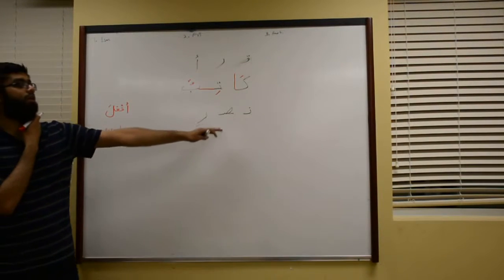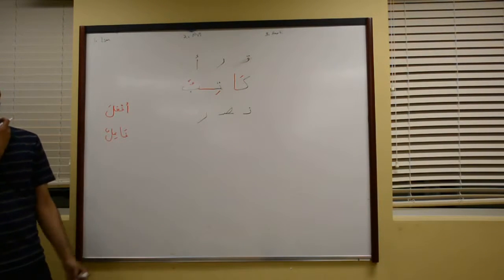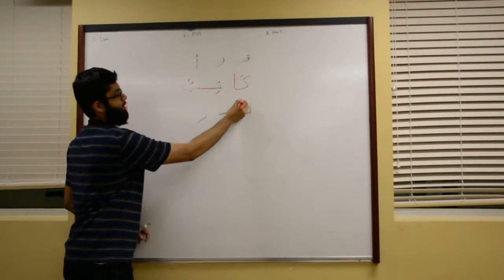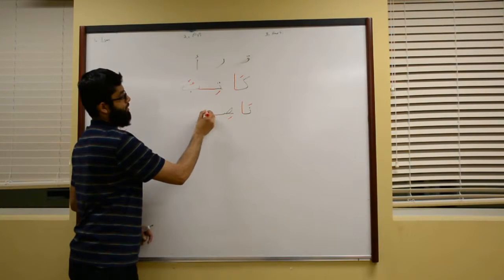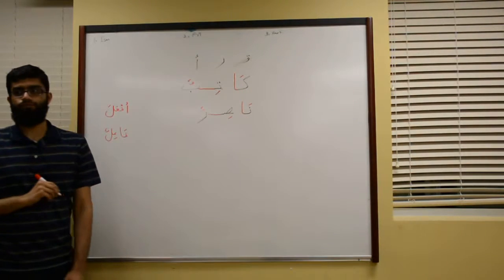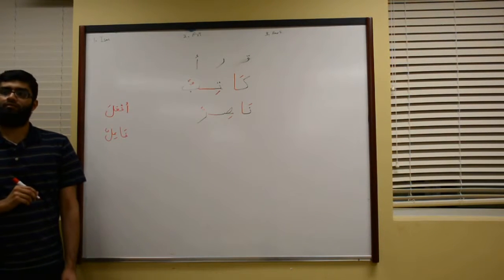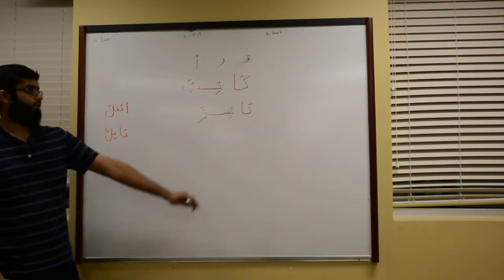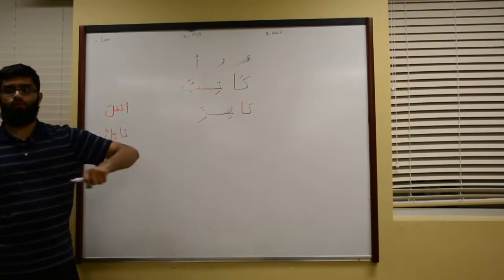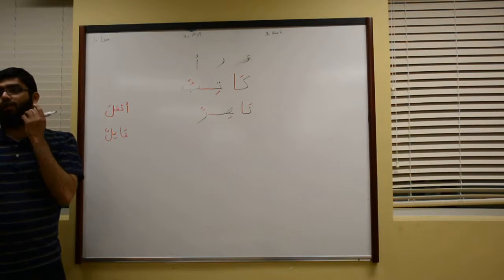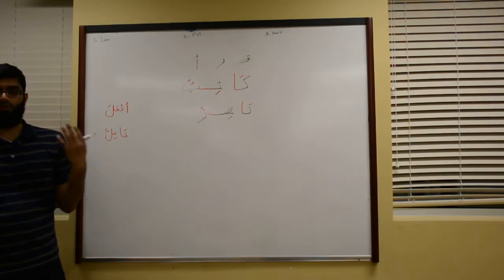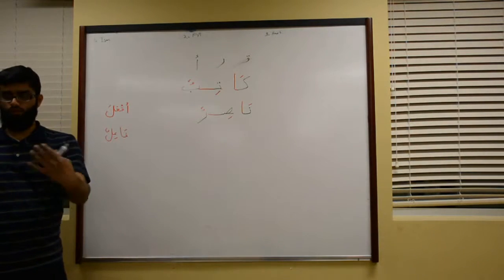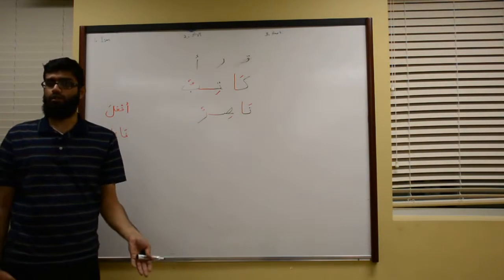So for nasara, how am I going to make it ism fa'il? Nasirun. So all I do is use the same pattern. Nasir means the person who is helping. Al-Nasir is one of Allah's names, right? The one who gives victory or the one who gives help. But also Nasirun, you can say to a person who is a Nasir. Okay?